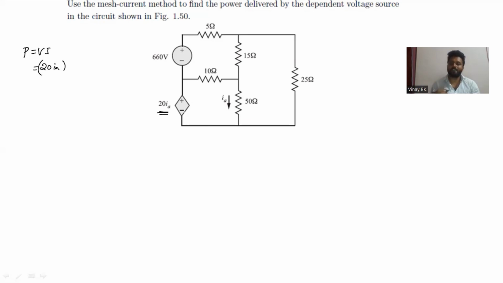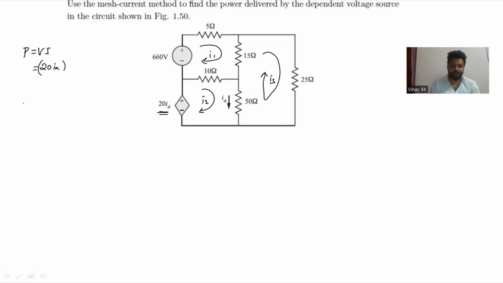Now, this circuit has three loops. So I am marking the loops now. Here I1 is flowing, here I2 is flowing, and here I3 is flowing, giving the direction of each loop along with the current. Now I'll mark the polarity. Before marking the polarity, observe IA. How will we write IA with respect to this?